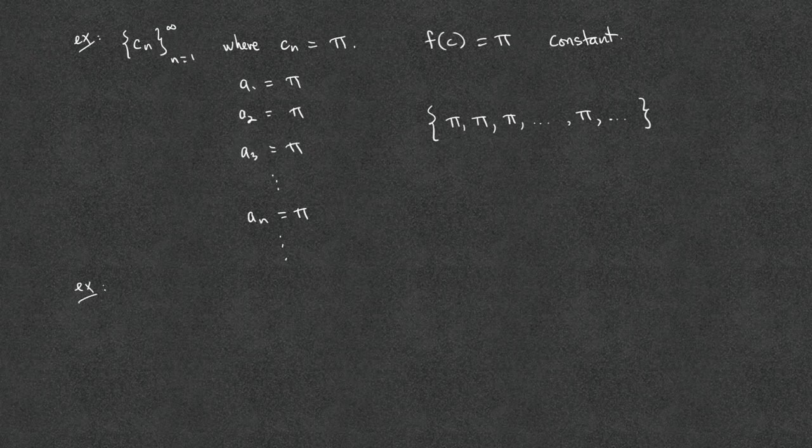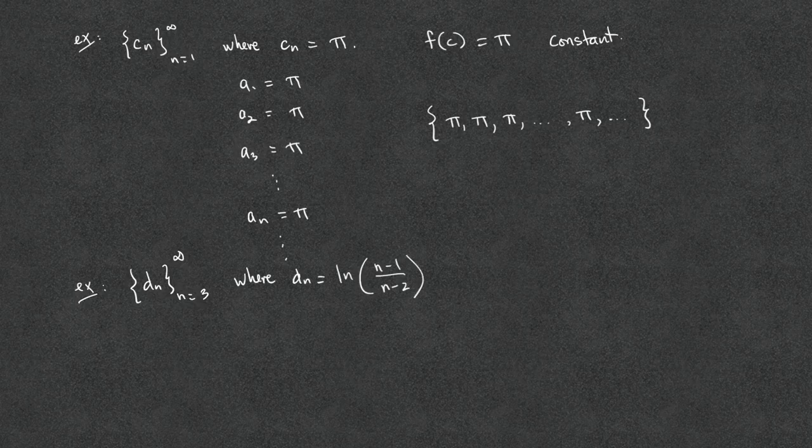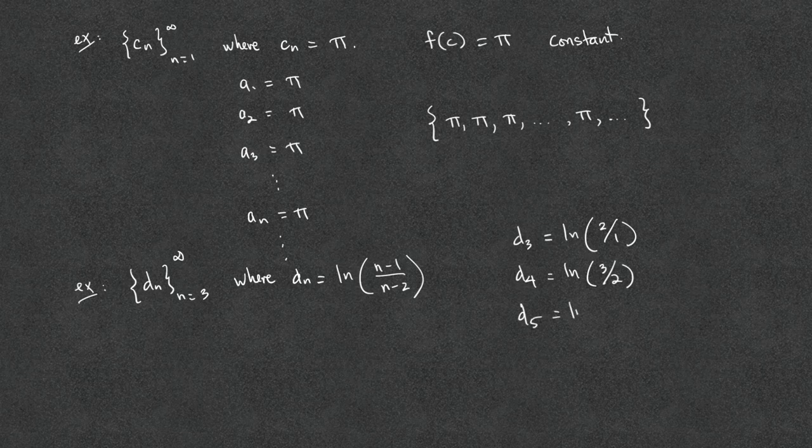Another example, the sequence d sub n as n goes from 3 to infinity, where d sub n is ln of (n minus 1) over (n minus 2). We start with the index n equals 3. D sub 3 is ln of 2 over 1. D sub 4 is ln of (4 minus 1), which is 3, over (4 minus 2), which is 2.